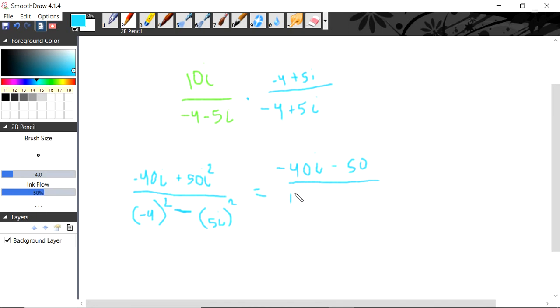Negative 4 squared is 16. Minus, remember 5 squared is 25. And i squared is negative 1. So that becomes a ding ding down there. So we got negative 40i minus 50 over 16 plus 25. So you get negative 40i minus 50 over 41.